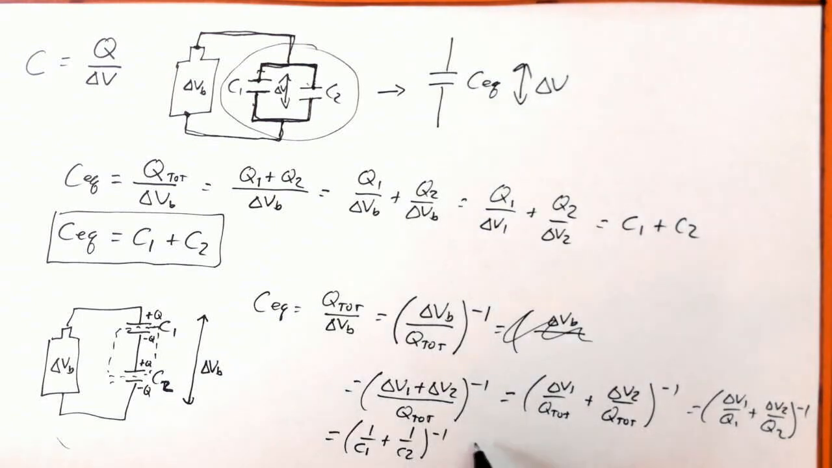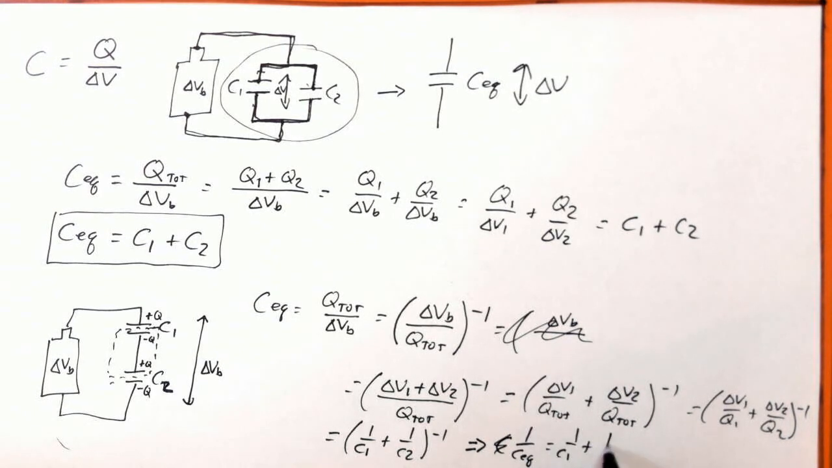Now we often like to write this as 1 over C equivalent equals 1 over C1 plus 1 over C2. We often like to write it that way, so it's just kind of symmetric. We say the inverse is equal to the sum of the inverses. But this is what's really functional if we're trying to actually find that value.